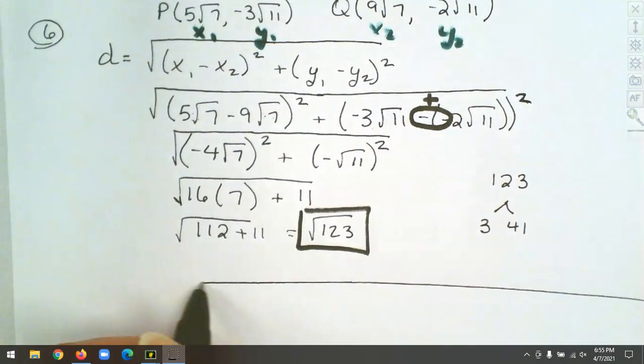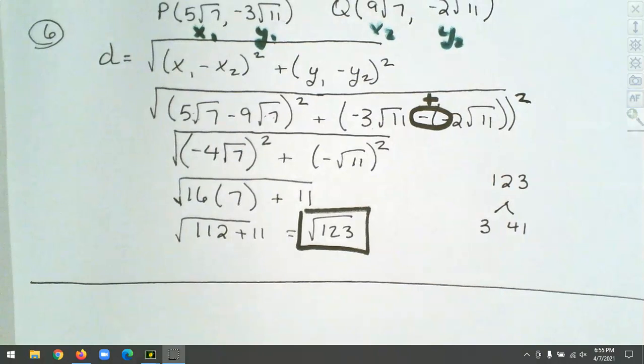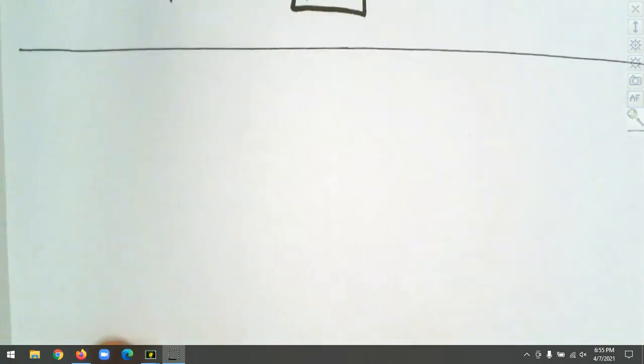It just looks more intimidating than the others because of those square roots. But other than that, it's no different. Okay, question 3 out of 2.2. So this one is trying to find whether or not this is a circle. And if it is a circle, we'll go ahead and find the center and the radius.